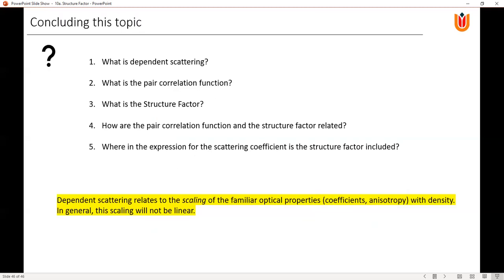Okay, I want to conclude this topic. So a few questions for you to mull on. We can do it now. You can also take this home. But these are the things that I do want you to have an answer to. So very quickly, if I say what is dependent scattering, what's your answer?